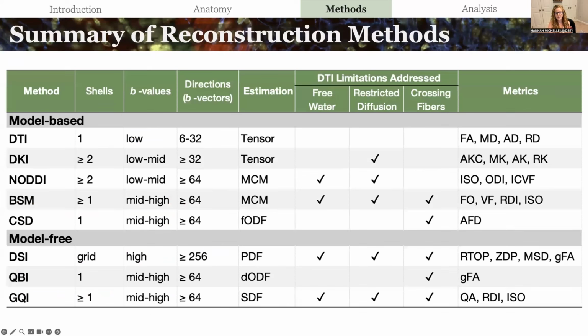So here's a summary table of the various reconstruction methods I just covered, and you can compare and contrast different features of each with DTI or with each other. Feel free to review it for a moment, take a screenshot, you can reference later. It also shows all of the DTI limitations that are addressed by each method.